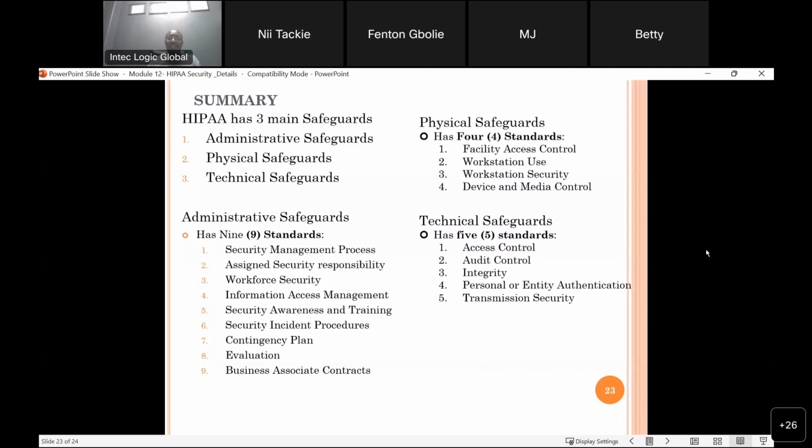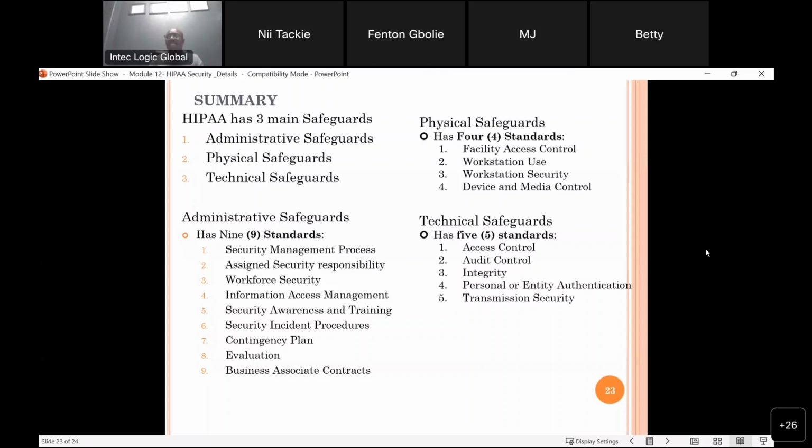Physical safeguards, 4 standards: facility access control, workstation use, workstation security, device and media control. Then the next one is technical safeguards. It has 5 standards: access control, that is a logical access control, audit control, integrity, person or entity authentication, and transmission security.